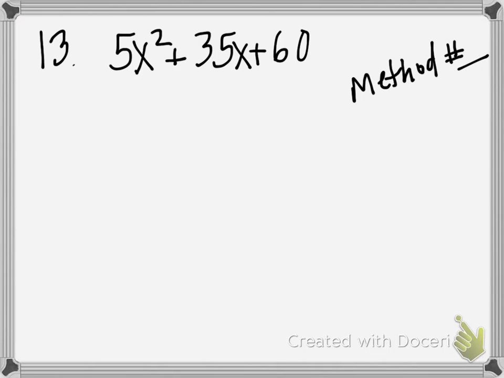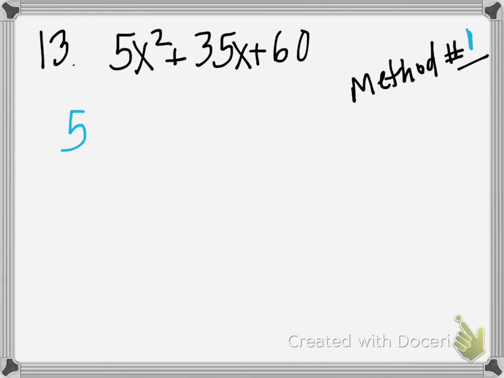Alright, for number 13, we're factoring this trinomial. So let's go down our list. Method number 1, is there a GCF? Do they have any number that I could divide all three by, or do they share any variables? Well, 5, 35, and 60 can be divided by 5, so far I'm using method number 1.